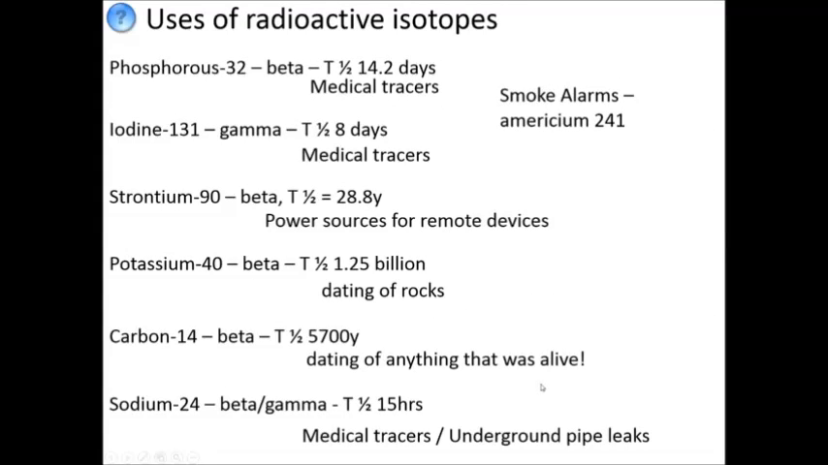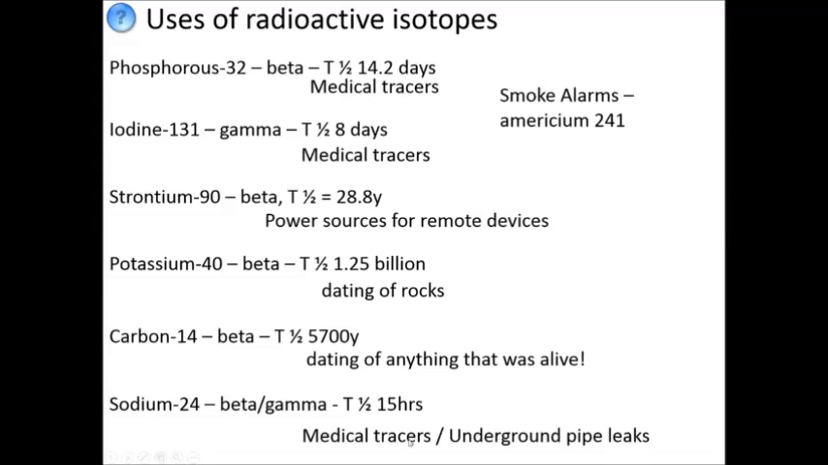Some other quick uses, again mentioned on the spec, just an appreciation of these uses: phosphorus-32, medical tracers, it's got a half-life of 14.2 days. Iodine, medical tracers, 8 days. You can see you need a very short half-life for anything to do with medical tracers. Strontium often used as power sources, so a longer half-life. It's going to be good to power something for at least 30 years. Potassium-40, half-life of 1.25 billion years, so we use that for dating of rocks. Carbon-14, anything that's been alive.